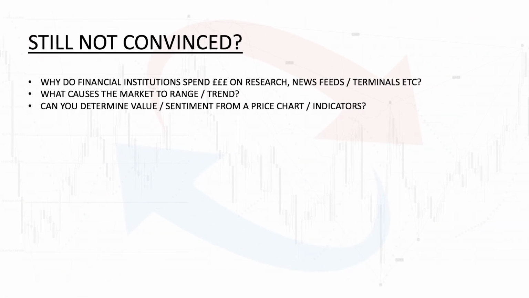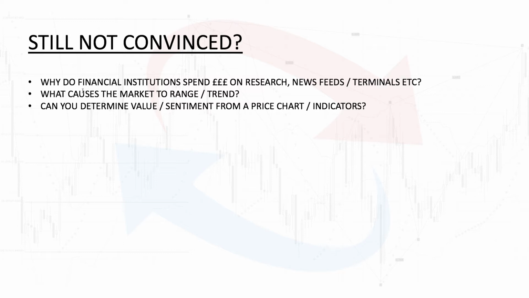So if you're still watching this and you are not convinced after watching some examples of fundamentals and sentiment, and you still think that technicals are the way forward, here's a few questions. Why do financial institutions spend a lot of money on research, on news feeds, terminals, etc., if all they needed to do was look at a price chart to determine the directional bias of a currency pair? Why would they spend lots and lots of money every year on this type of fundamental and sentiment analysis and risk sentiment, etc.?